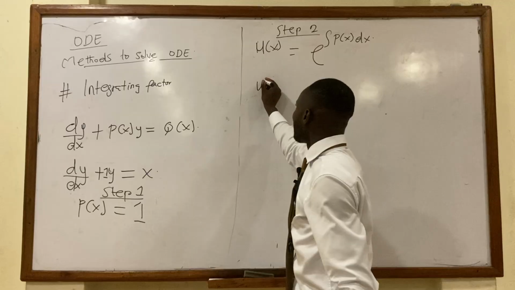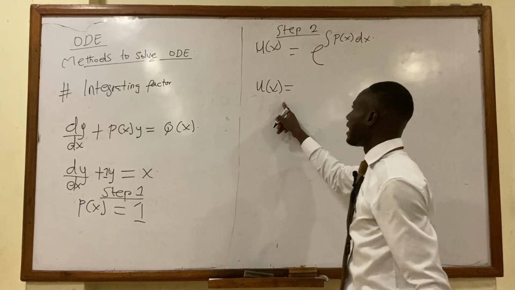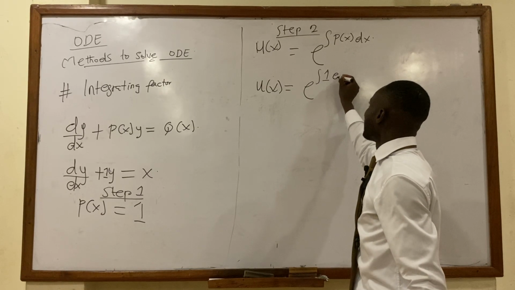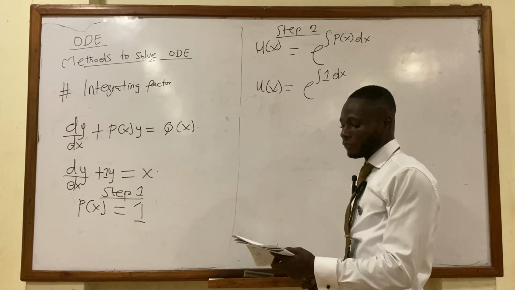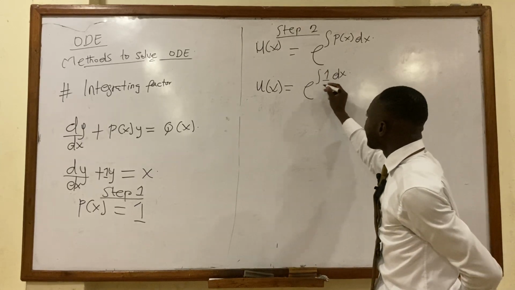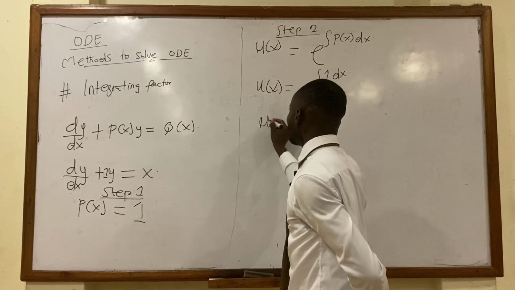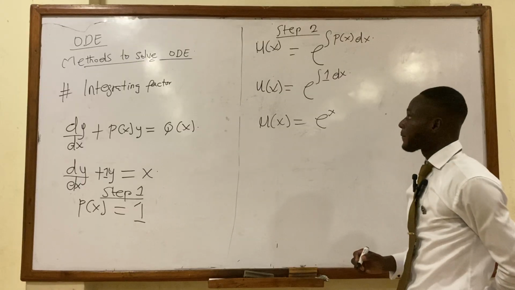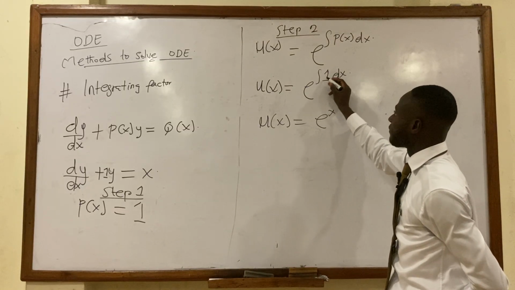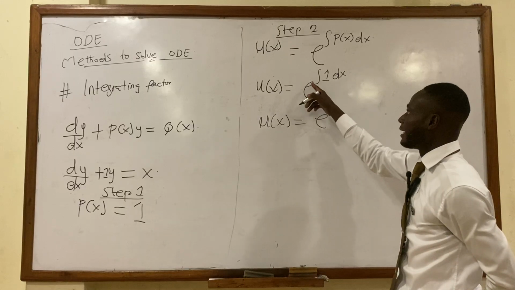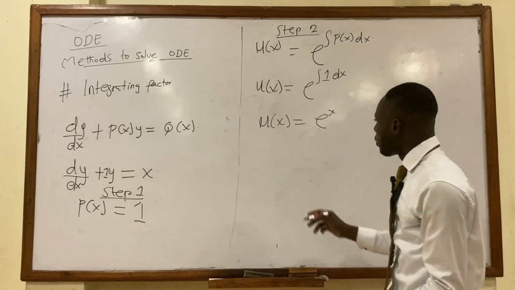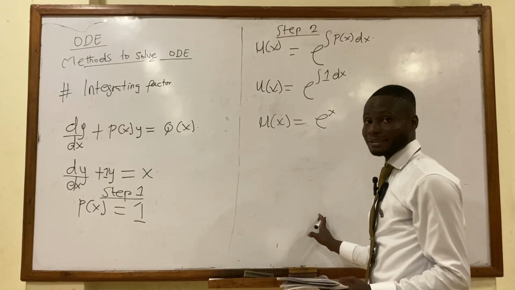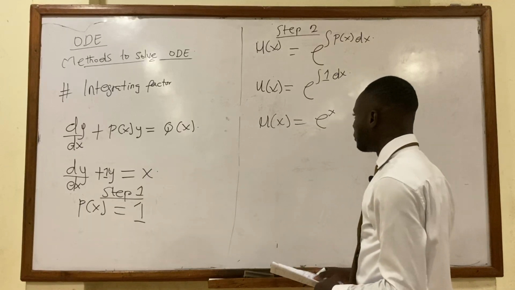So now we have this function, mu of x is equal to e to the power of the integral of 1 dx. When you integrate 1 dx, we all know that it gives us x, because the integral of 1 dx will give us x, and then e power it. So we've identified our mu of x equals e power x.